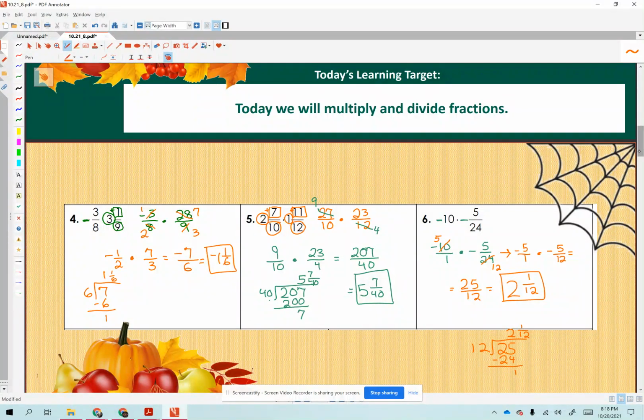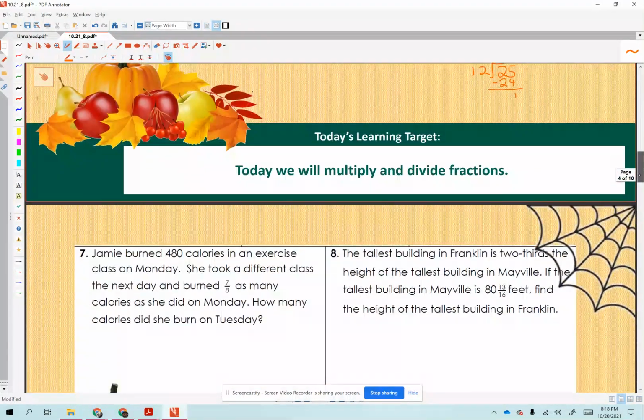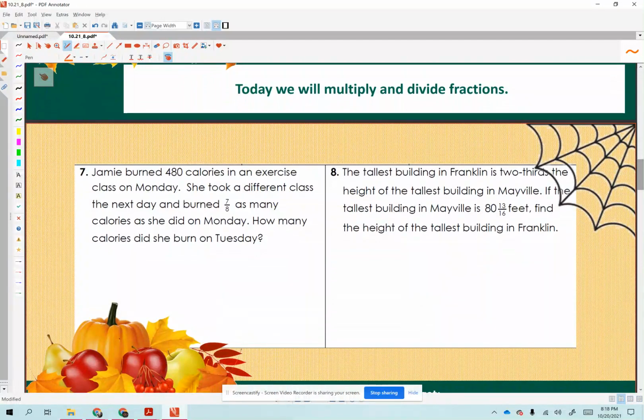So now we have some applications to do. So let's work on those. First, we have Jamie, who has been exercising. She burned 480 calories in an exercise class, and that was on Monday. She took a different class on the next day and burned 7/8 as many calories as she did on Monday. How many calories did she burn on Tuesday?